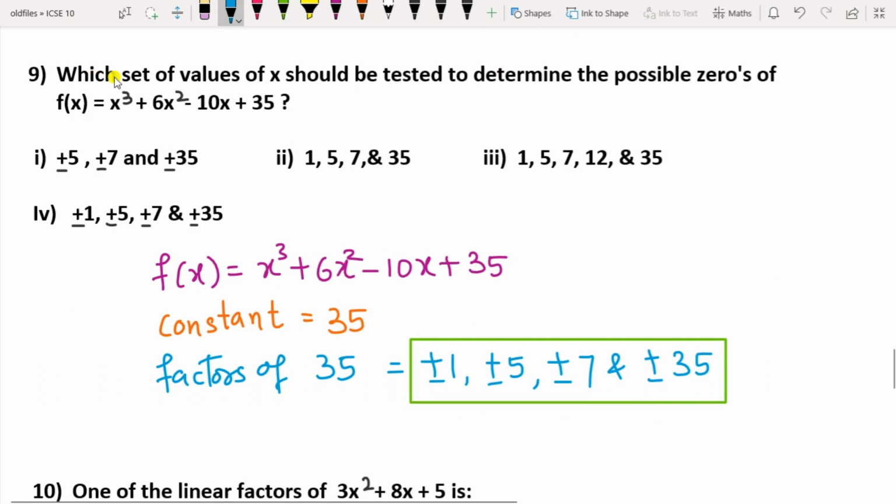Question 9. Which set of values of x should be tested to determine the possible zeros of f(x) equals x cube plus 6x square minus 10x plus 35? See the constant term here, that is plus 35. So factors of 35 are 1, 5, 7 and 35, that is plus minus 1, plus minus 5, plus minus 7 and plus minus 35. So here option 4 is the correct option.